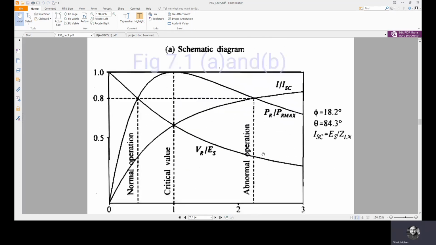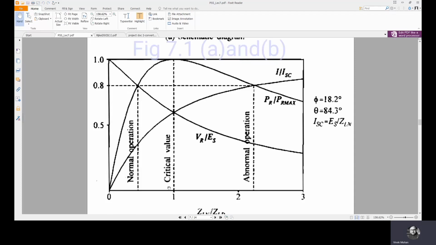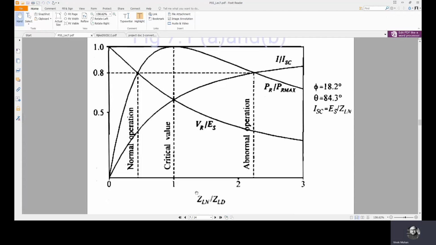Now, we have a critical value here. We have already discussed this point P max where ZLN equals ZLD, which is an ideal point, but the system may not always be able to operate at this point. If not, it can operate near to this point. Anyway, beyond this point, the power transferred or power drawn from the supply reduces drastically. So it's always good to operate at a nearby point.